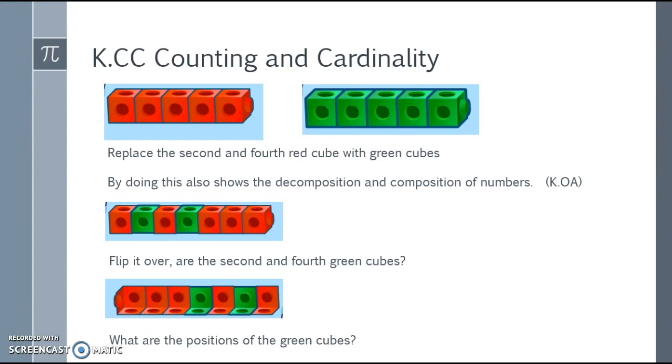Flip it over. Are the second and fourth cubes green as well? Well, we see when I flip it over, when I count from the left again, first, second, the second is a red cube. Third, fourth, the fourth one is a green cube. Fifth, sixth, but in this situation, the sixth one is green, which answers what are the positions of the green cubes.